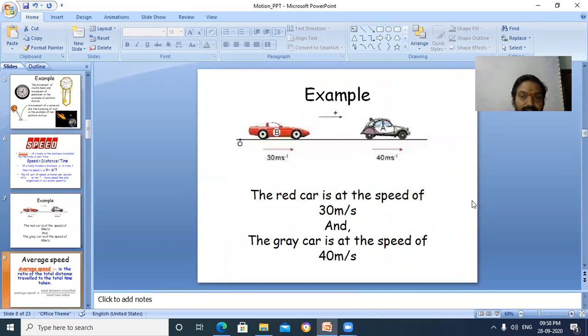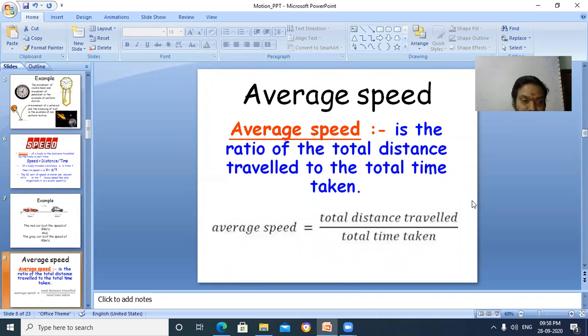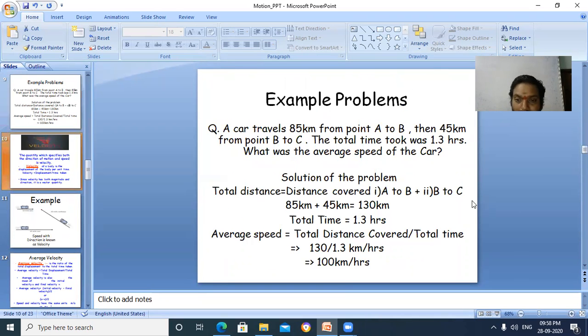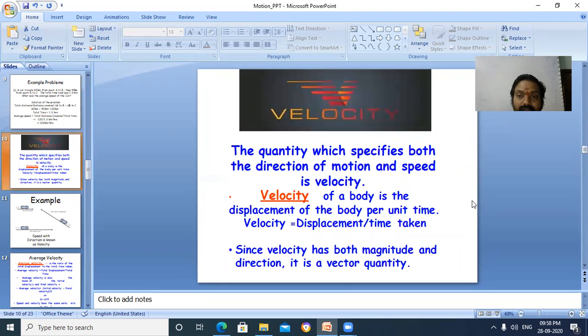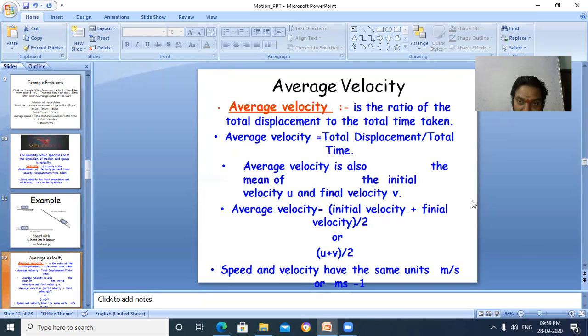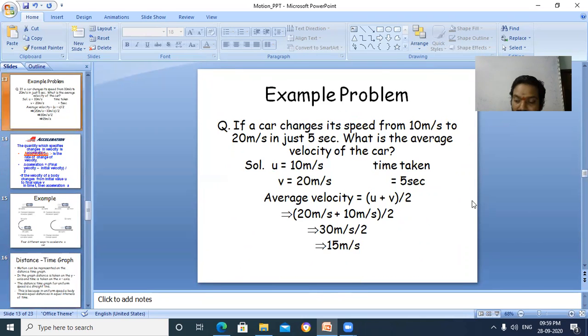Then, very importantly, we talk about average speed, which is generally calculated in some of the numericals. Then we see a few example problems. Then we talk about velocity, because velocity and speed are different. So we define velocity, and again, just as in the case of average speed, average velocity. Then some examples related to it.